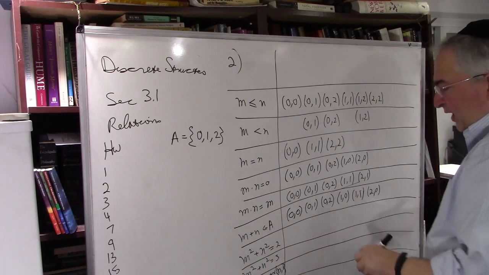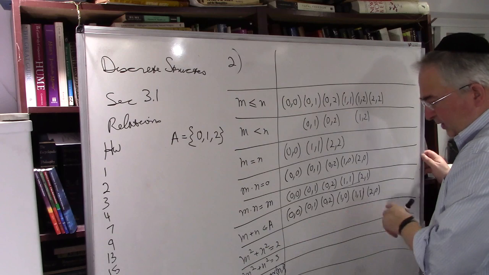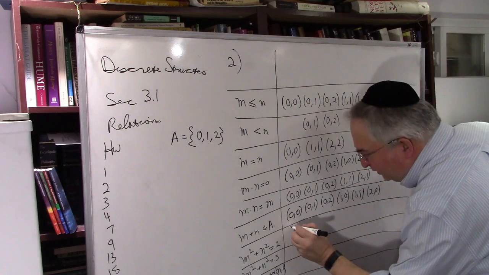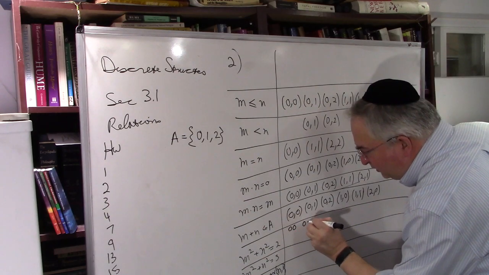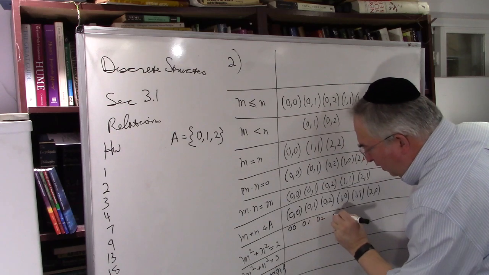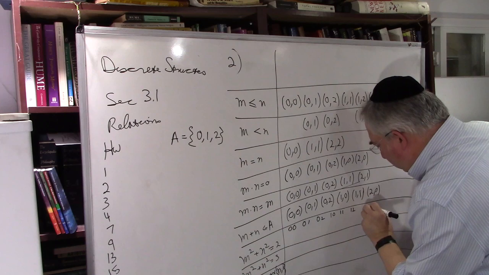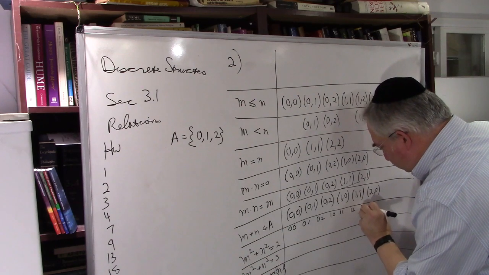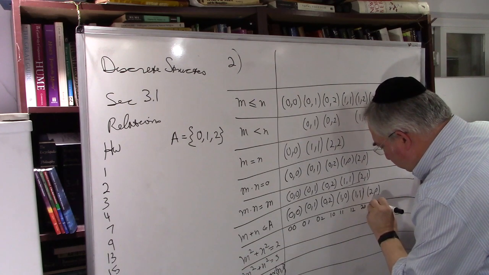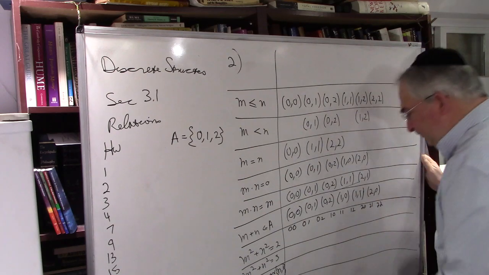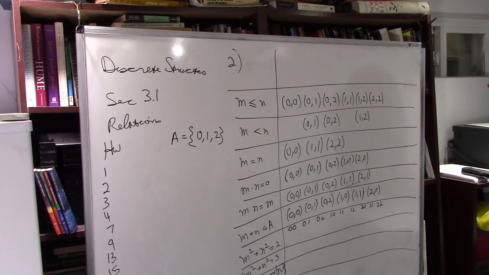I'm going to write down all 9 of them, and then we're going to check off what's in there. So let's just write down all 9. 0, 0, 0, 1, 0, 2, 1, 0, 1, 1, 1, 2, 2, 0, 2, 1, 2, 2. Okay, that's all 9. So let's see.